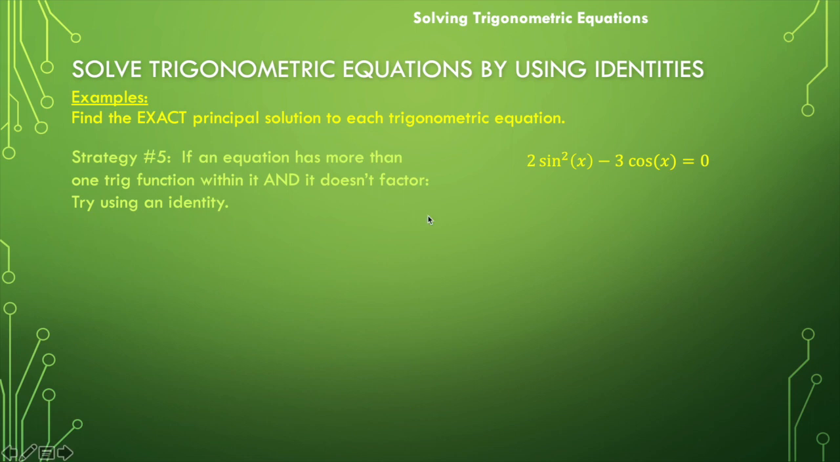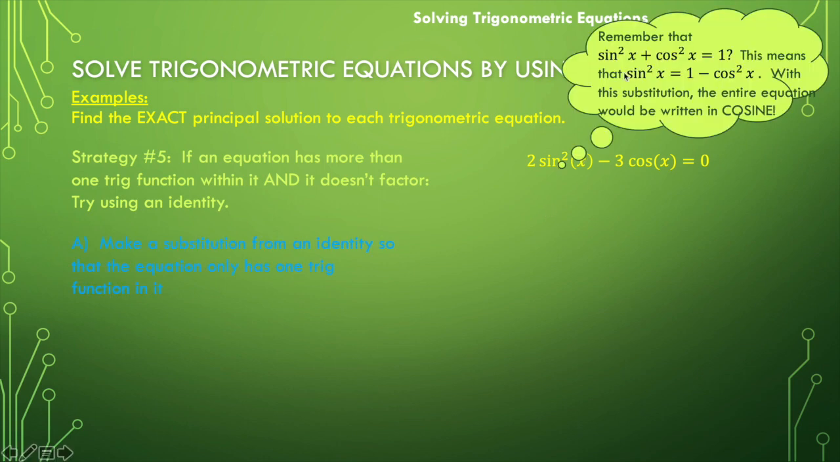Our first example is this equation: 2 times the sine squared of x minus 3 cosine of x is equal to 0. I notice right away that I have a sine function and a cosine function. I really want there to be only one trig function within the equation, so I'm going to think about those Pythagorean identities. Remember that sine squared of x plus cosine squared of x is equal to 1? Well, this means that if I move the cosine squared of x to the other side, I get that sine squared of x is equal to 1 minus cosine squared of x.